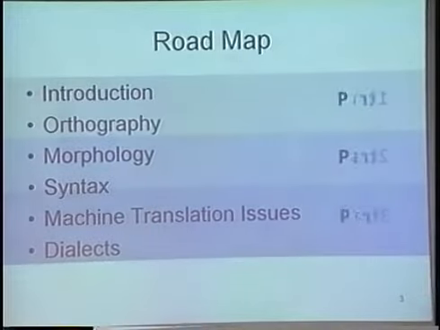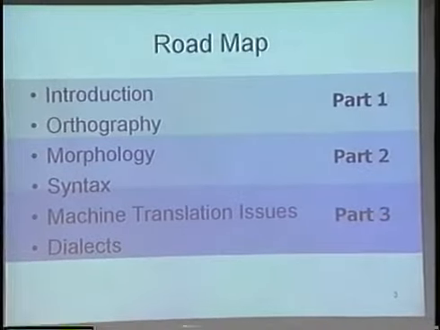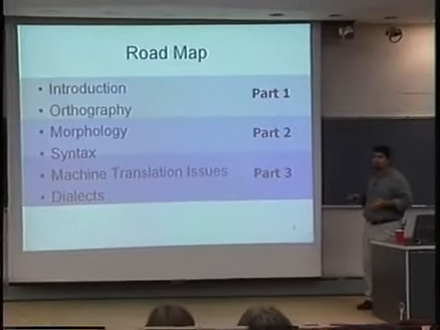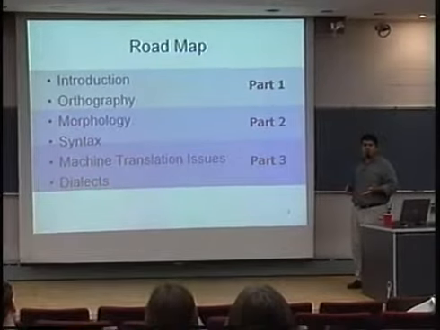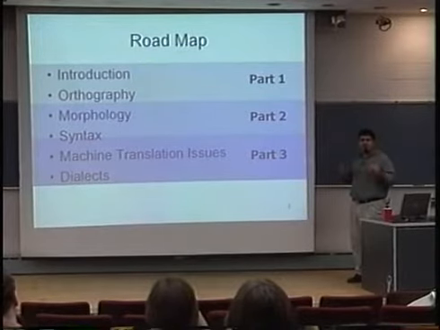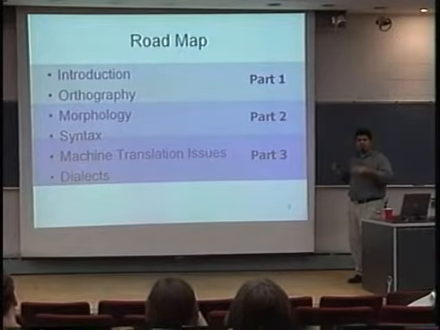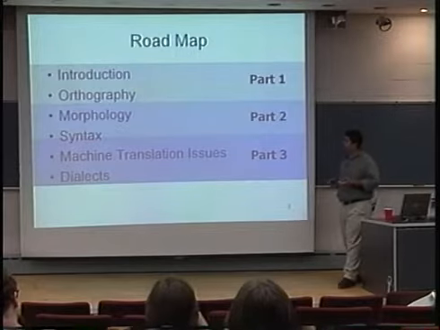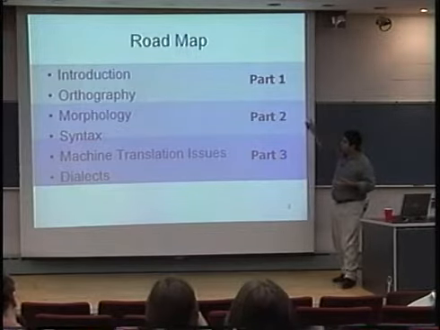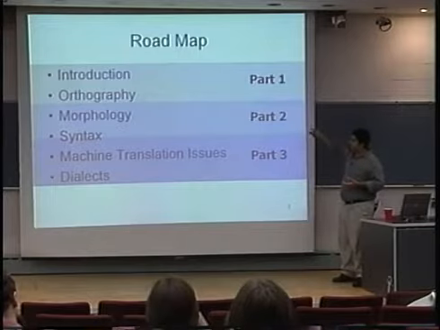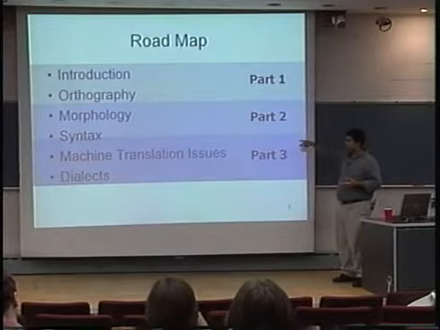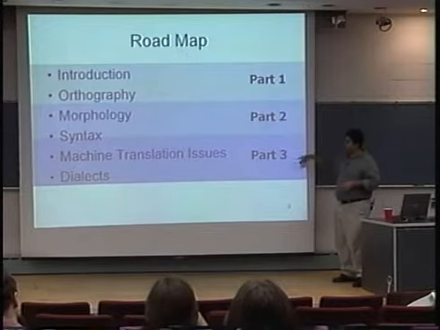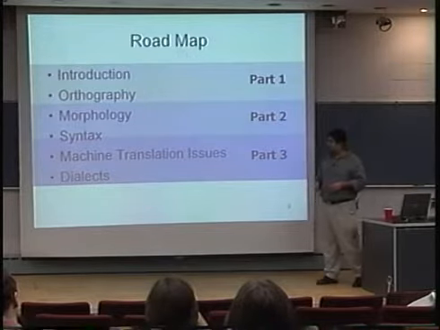So there are three parts. Today we'll be doing part one, where we talk about the orthography. This has to do with the basics of the Arabic script, and it's quite tied with everything else. All of these pieces are quite involved in each other. Then in the second part I'll do the morphology and start with the syntax, and the third lecture will finish up with syntax, and talk about machine translation issues and dialects.